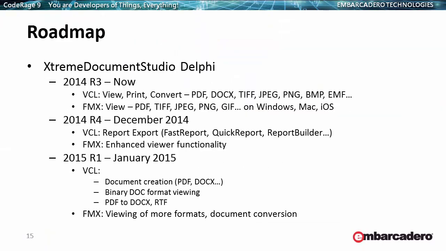So as far as the roadmap for Extreme Document Studio is concerned, right now, this is what is available. So in VCL, we have the view, print, convert capability for DocX, PDF, TIFF, and other image formats. And under FireMonkey, we have viewing capability for PDF and image files on Windows, Mac, and iOS. And coming up next is report export capability in December and more enhancements to the viewer. And going forward, we will be putting in more and more functionality of document processing into both VCL and FireMonkey.